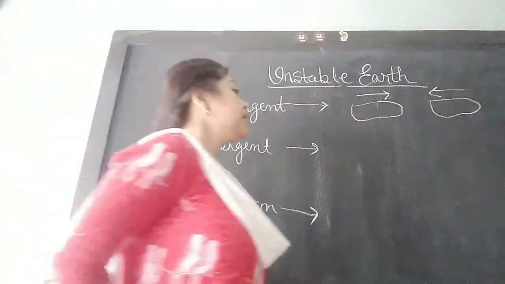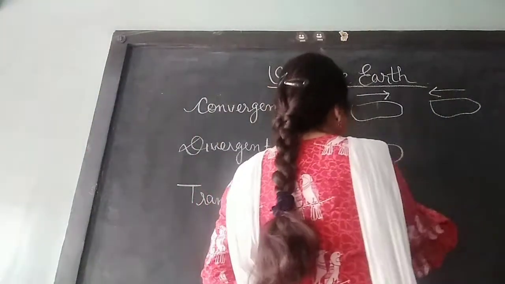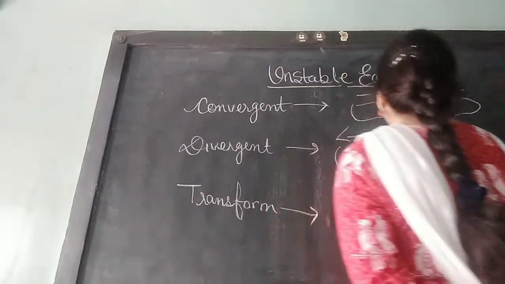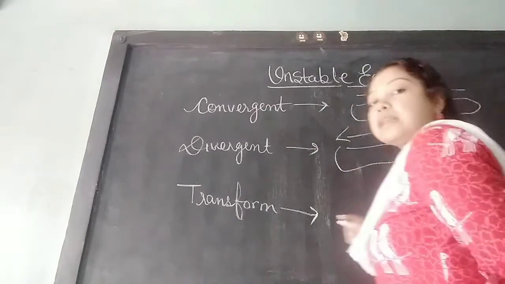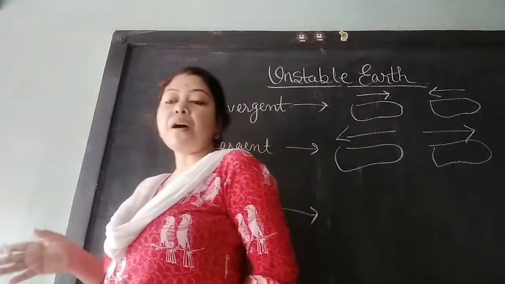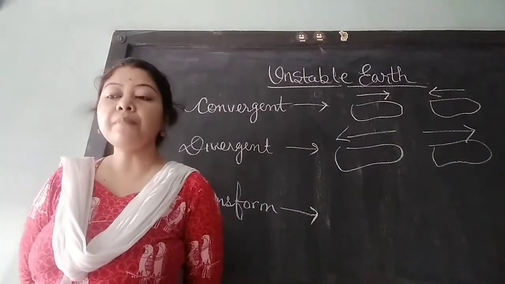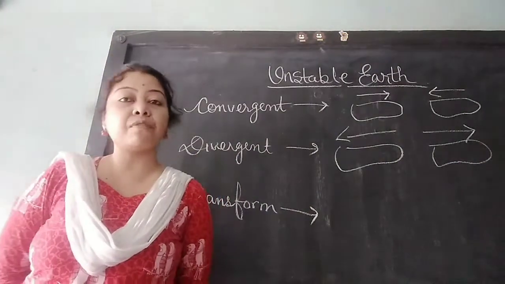Next one is the divergent plate boundary. In case of a divergent plate boundary, the two plates move away from each other, that is, they move apart from each other.